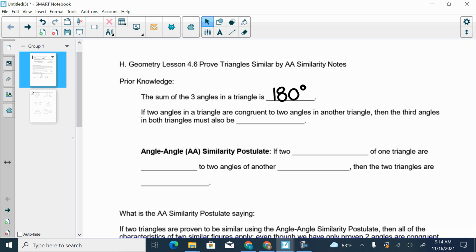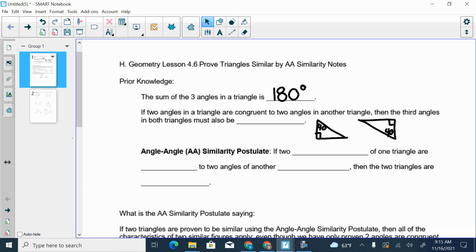If two angles in a triangle are congruent to two angles in another triangle, then the third angles in both triangles must also be congruent. We talked about this idea back in the 4.3 Day 2 notes, saying that if we have two triangles, so maybe something like this, and we are told that these two angles are the same and that these two are the same.